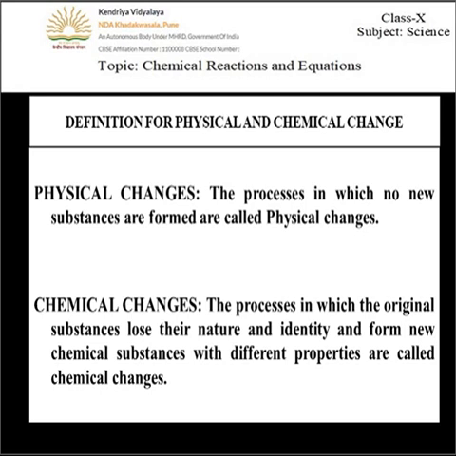Then coming to the chemical change, the process in which the original substance loses its nature and identity too, and forms a very new chemical substance with some new properties. Such types of changes are called a chemical change, as we have discussed. Examples like burning of wood is an example of chemical change.